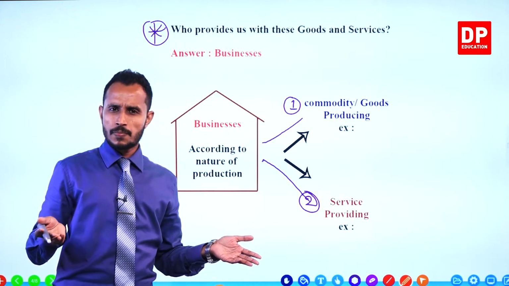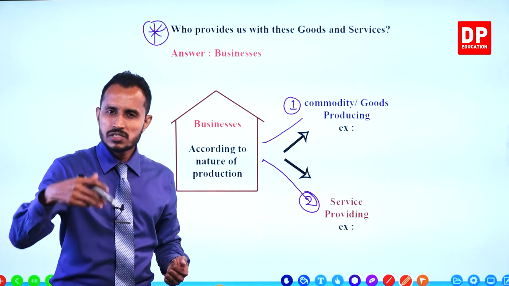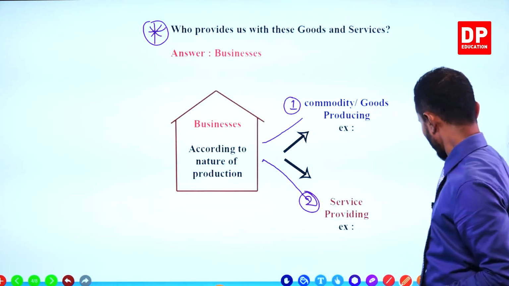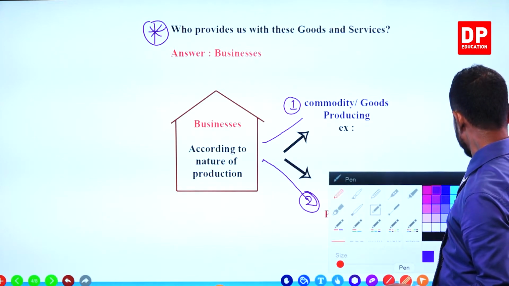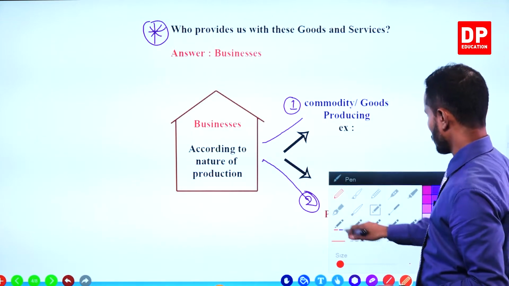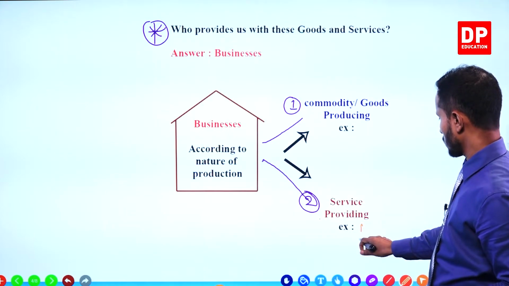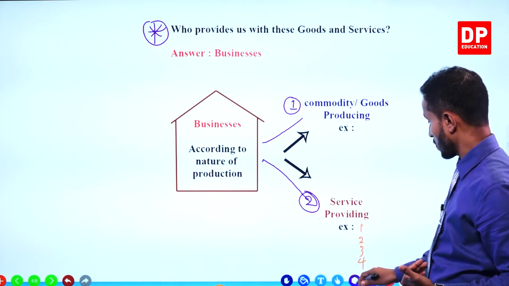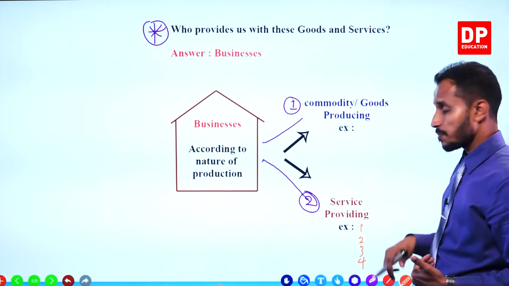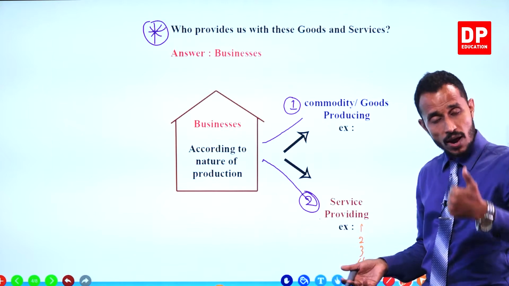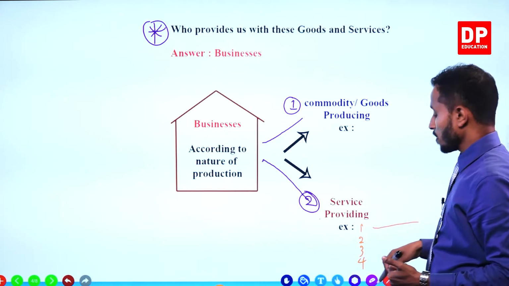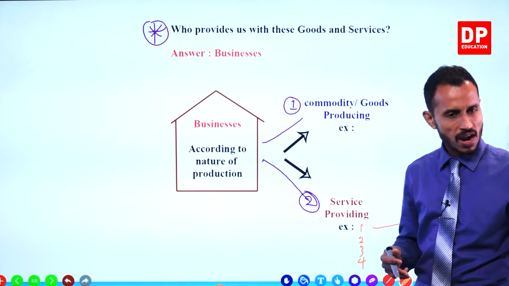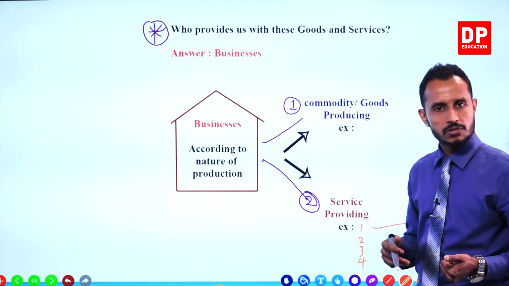Service providing businesses. What do you think? Businesses which provide you services that you like, that you use. Give me some. How many can you give me? How many businesses do you know which are providing us services? Hospitals, schools, international schools, private schools, international private hospitals.